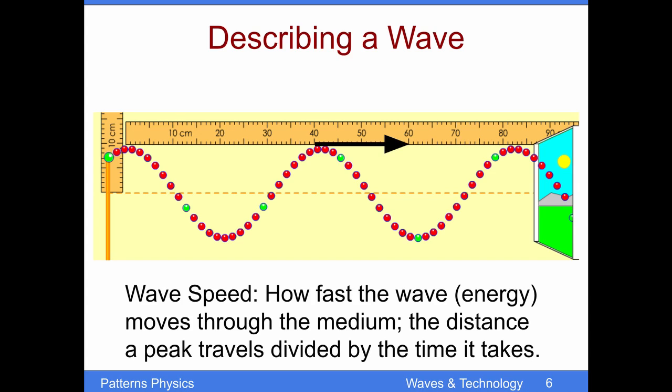The wave speed is how fast the wave is moving through the medium. Remember, waves are energy. So it's sort of how fast the energy is moving through the medium, but the wave. The distance it travels divided by the time it takes. So if this peak in the middle takes 2 seconds to go 6 centimeters, we could set it up 6 centimeters is the distance divided by 2 seconds. 6 divided by 2 is 3. That wave would be going 3 centimeters per second.